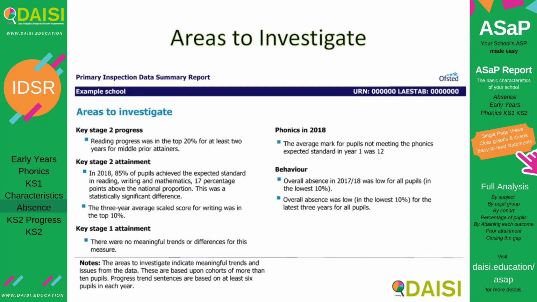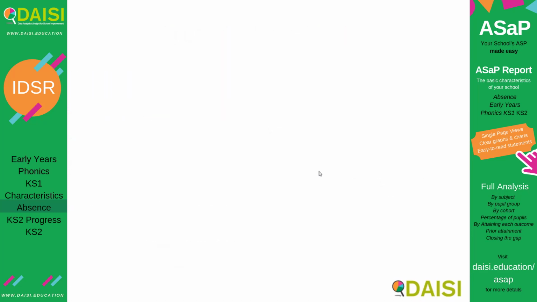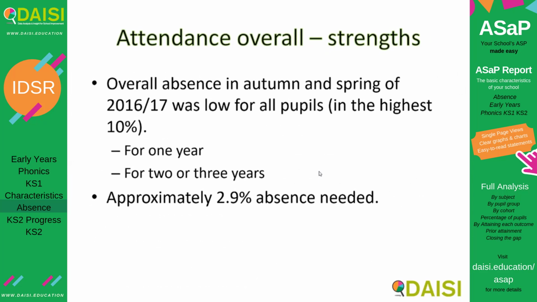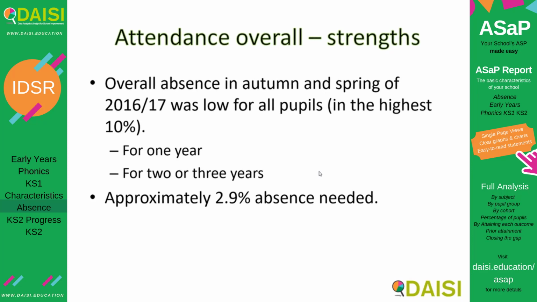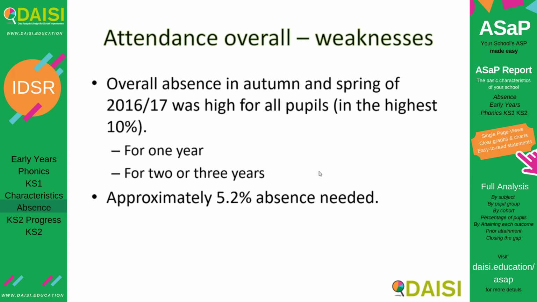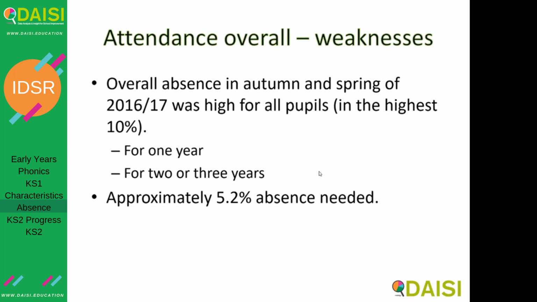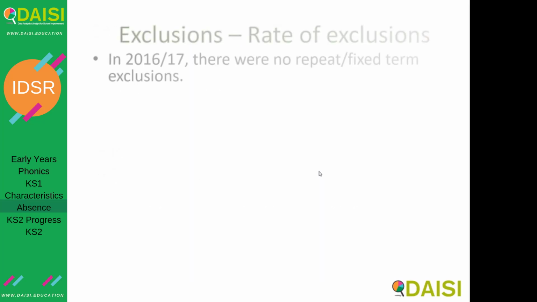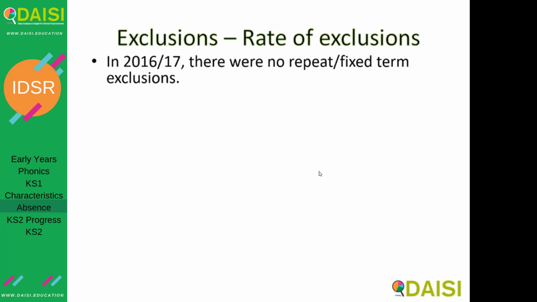But let's see how it is interpreted on the front page. So it is under behaviour, absence and exclusions. So here are the strengths and weaknesses, the areas to investigate. Overall absence was in the best 10% for all schools. So we're talking around 2.93% absence figures needed there. Alternatively, it was in the worst 10%. So we're looking at about 5.2% absence or more, worse for there.